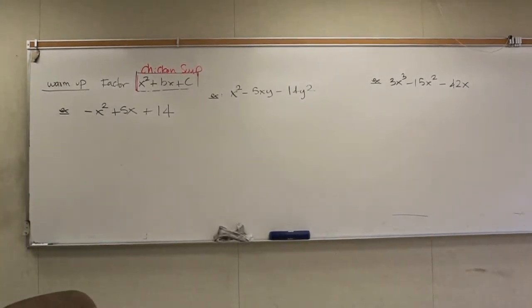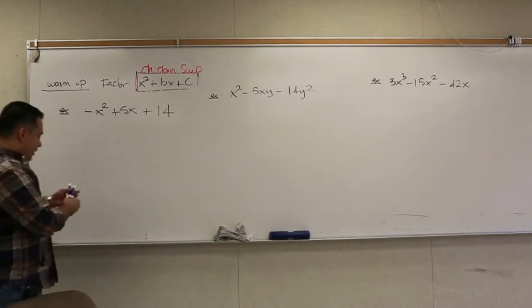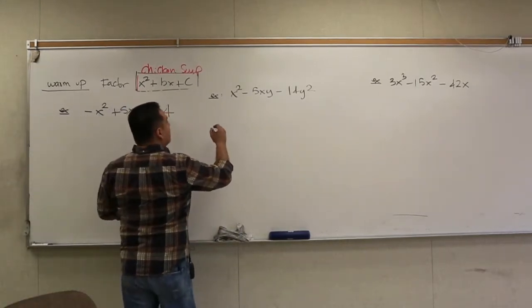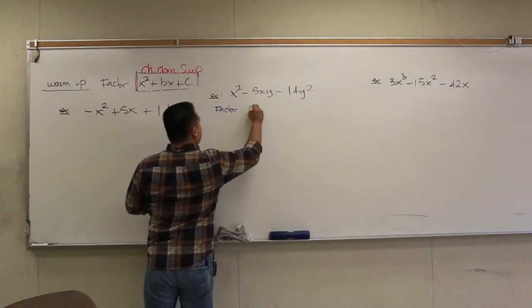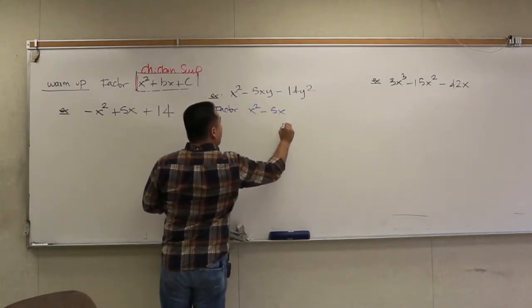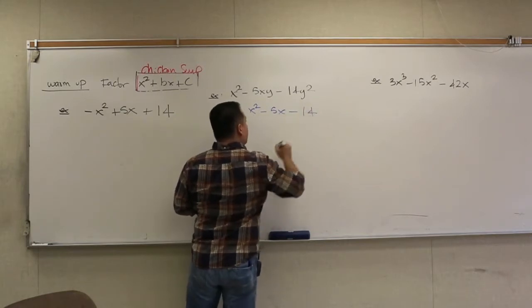Okay, here we go. Let's try this first one in the middle here. You guys remember, what do you have to think of again? You have to factor x squared minus 5x minus 14.